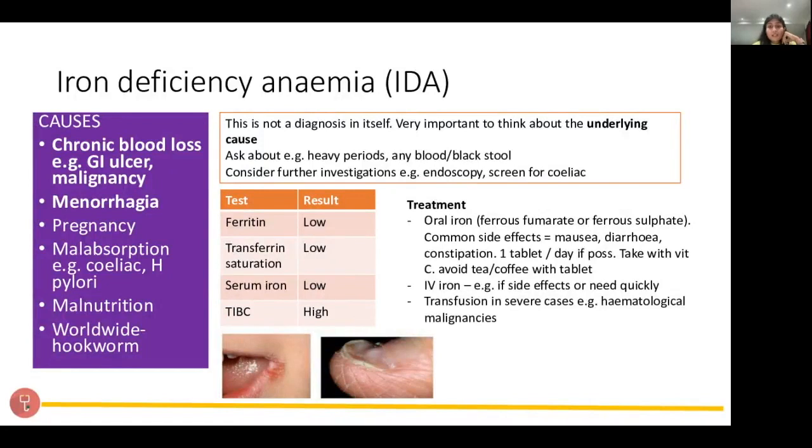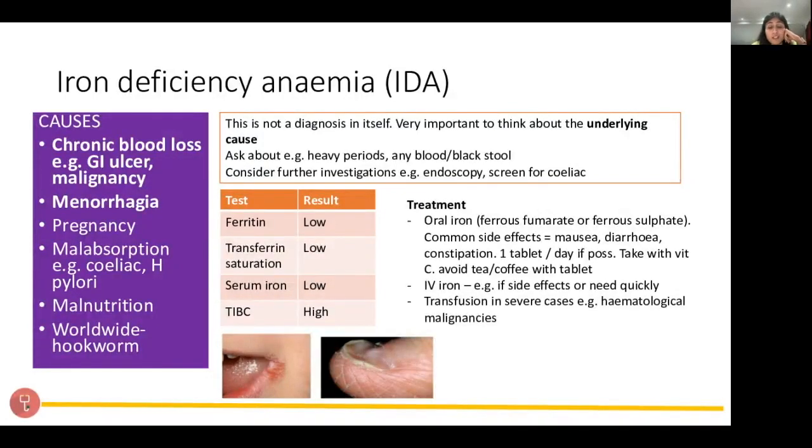So ferritin's a store of iron in your body. So obviously if you've got low iron, you'll have low stores of iron, therefore causing a low ferritin. And then transferrin is what basically binds to iron in the body. So if you've not got enough iron because of a deficiency, there will be very little of it bound to transferrin. So the amount of transferrin that's saturated with iron will be low, if that makes sense.